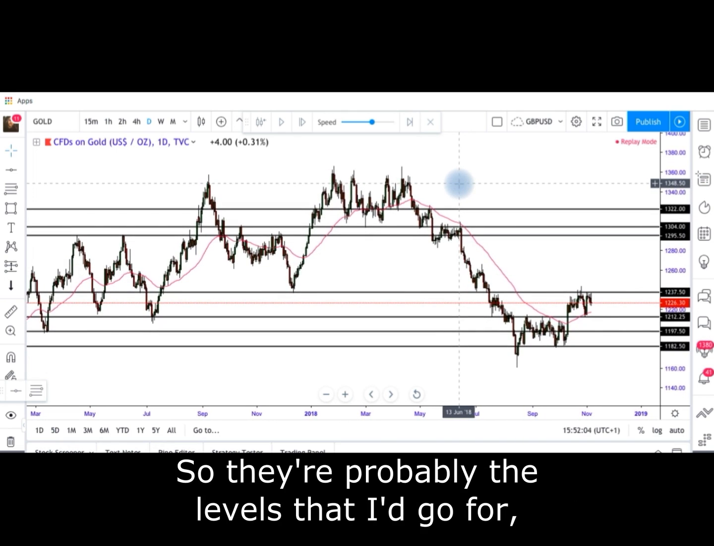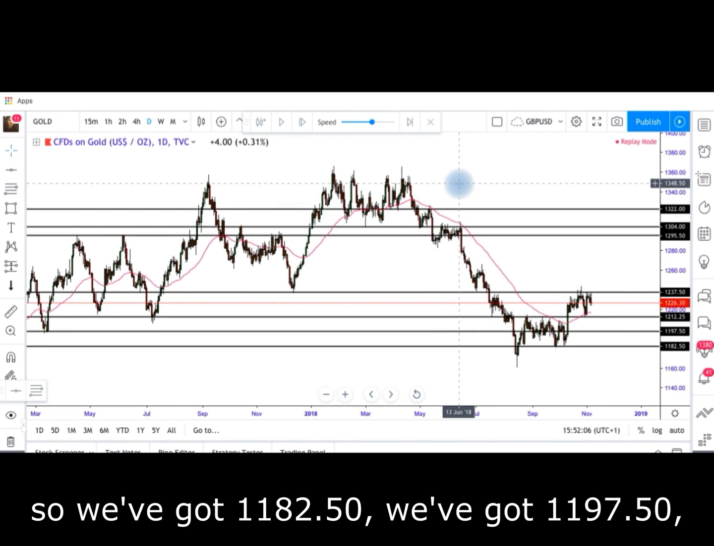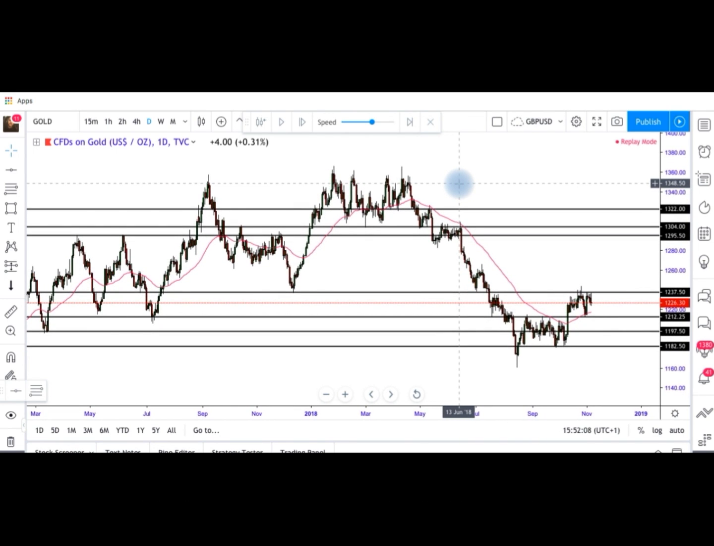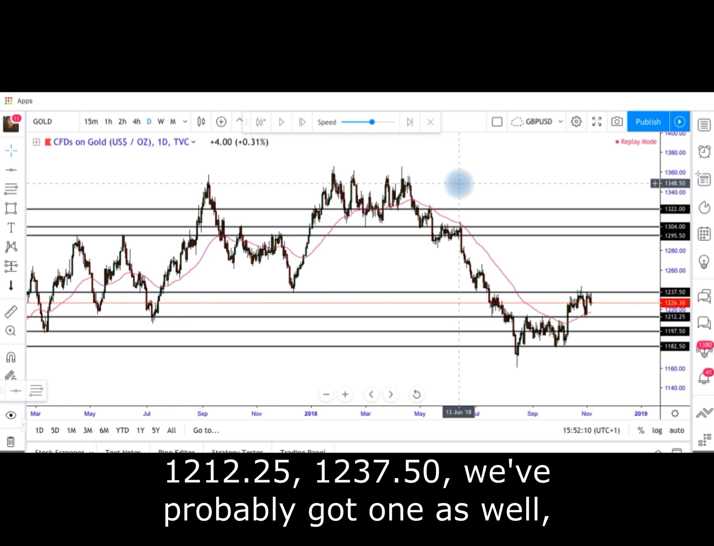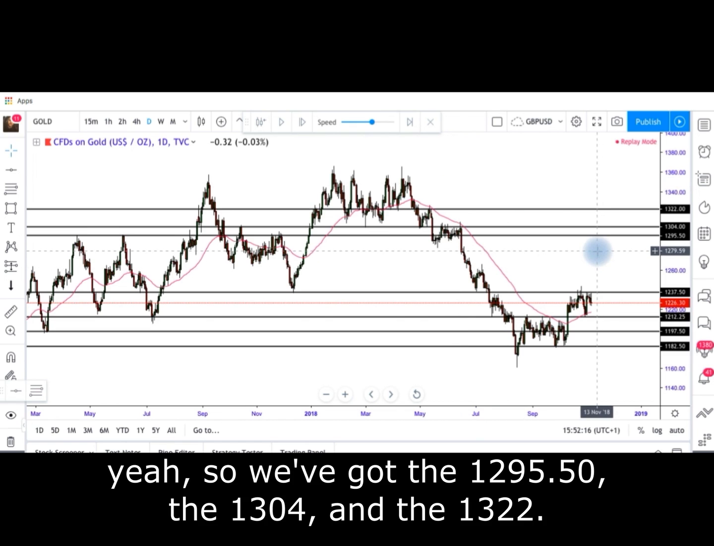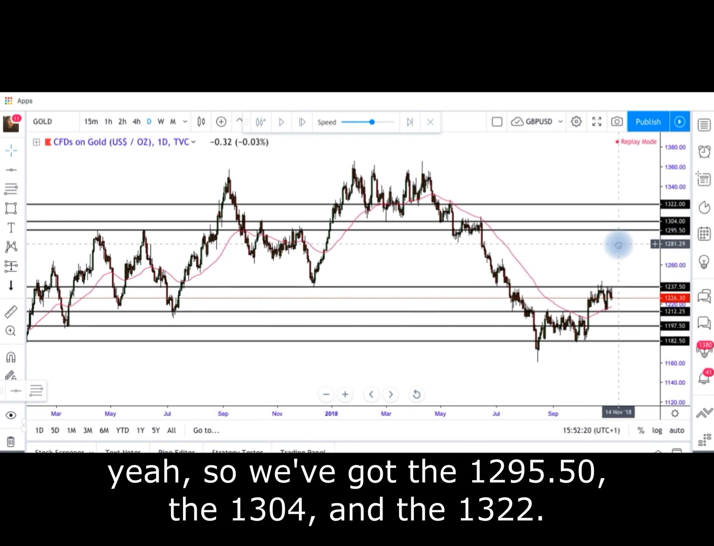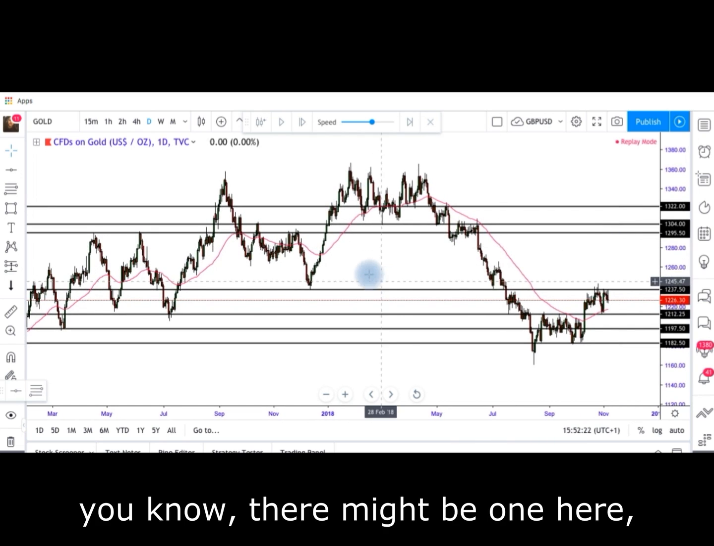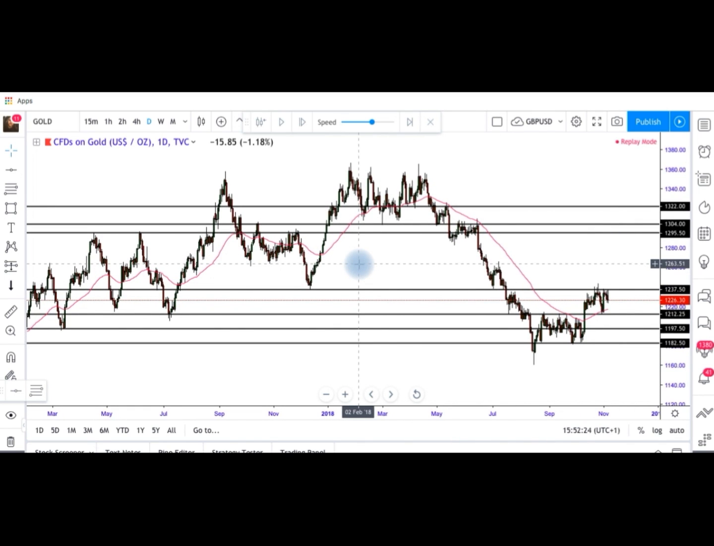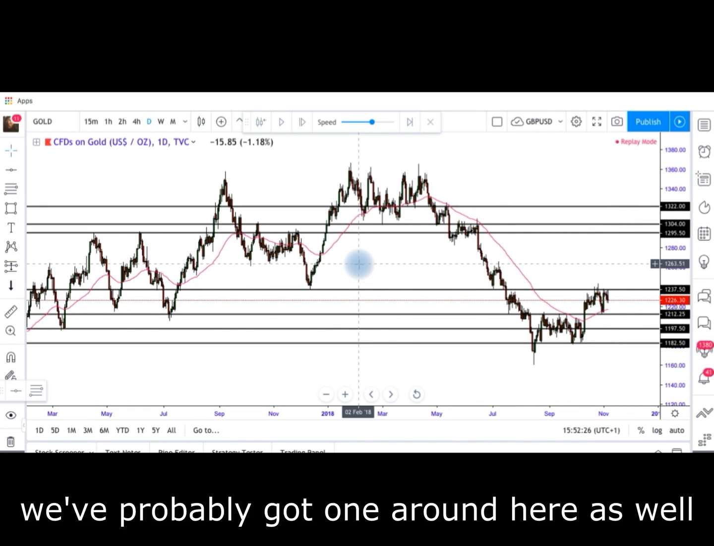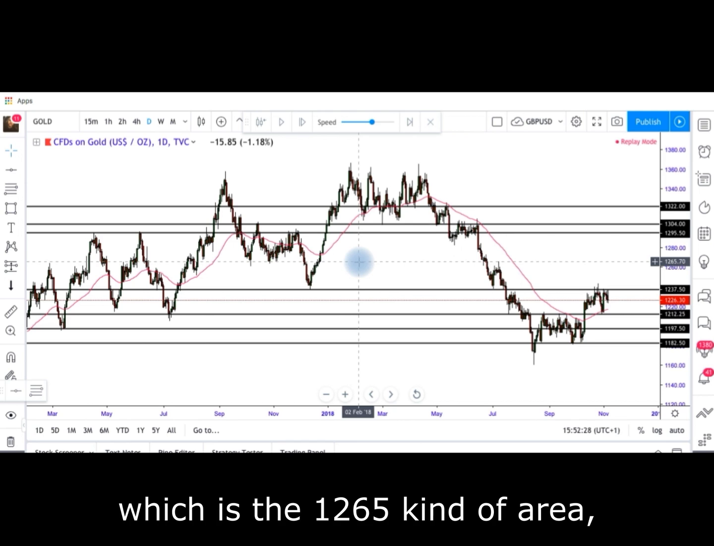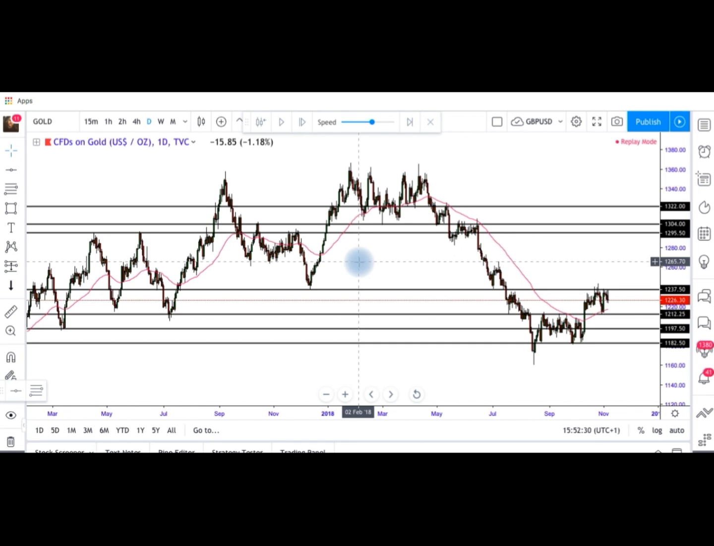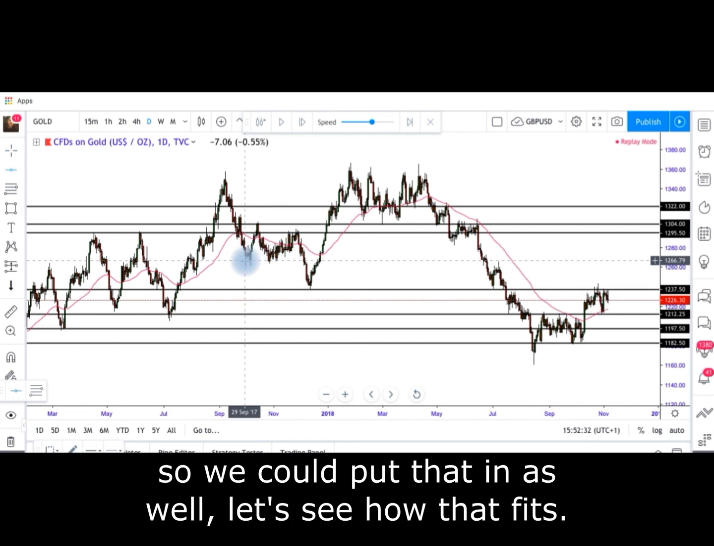So they're probably the levels that I'd go through. So we've got 11.8250, 11.9750, 12.1225, 12.3750. We've probably got one as well. Yes, we've got the 12.9550, the 13.04 and the 13.22. Other than that, the rest of the levels, there might be one here. You've probably got one around here as well, which is the 12.65 kind of area. So we could put that in as well.